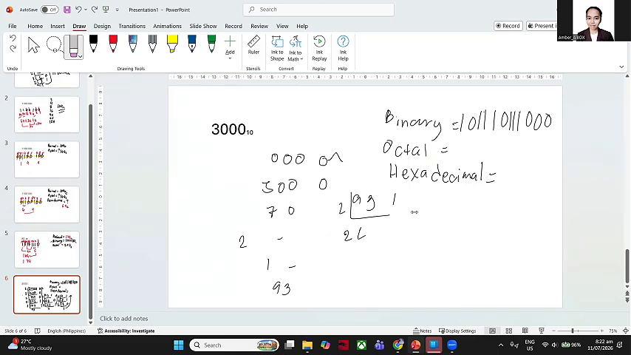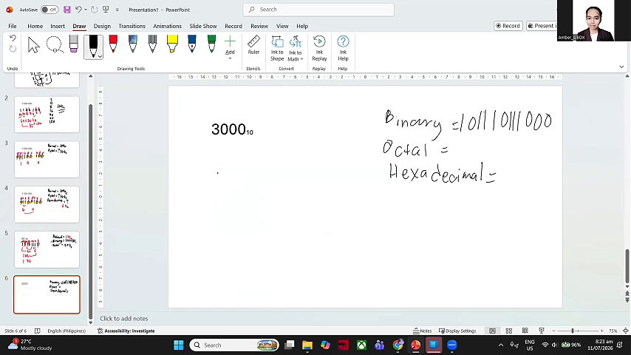Now, how about the octal? Remember, in octal we group the binary digits into groups of 3. So let's put our binary: 1, 0, 1, 1, 1, 0, 1, 1, 1, 0, 0, 0. Let's group them into 3 members each.